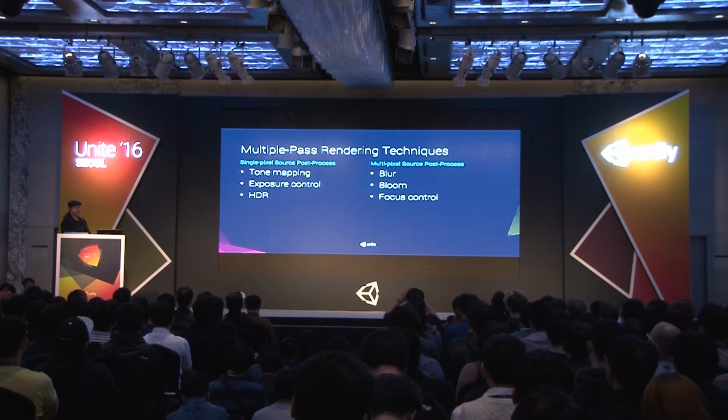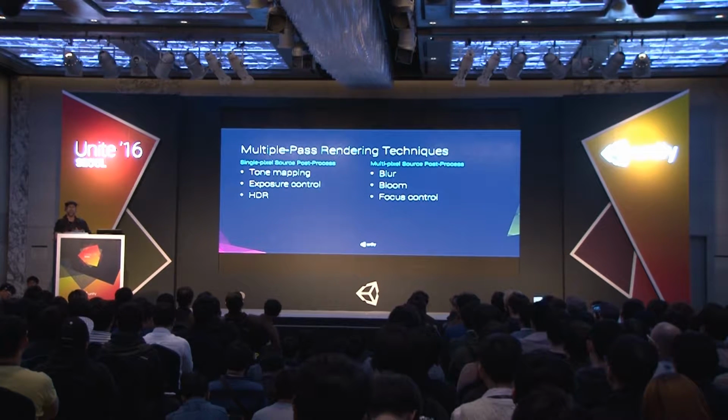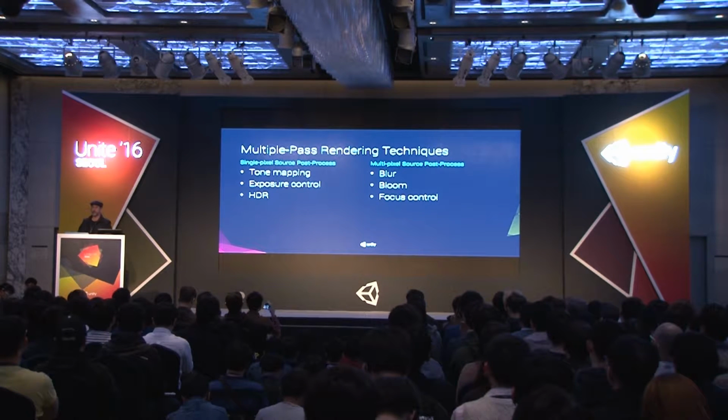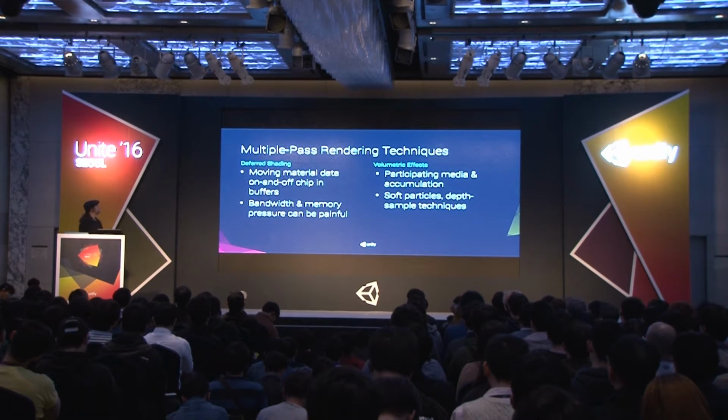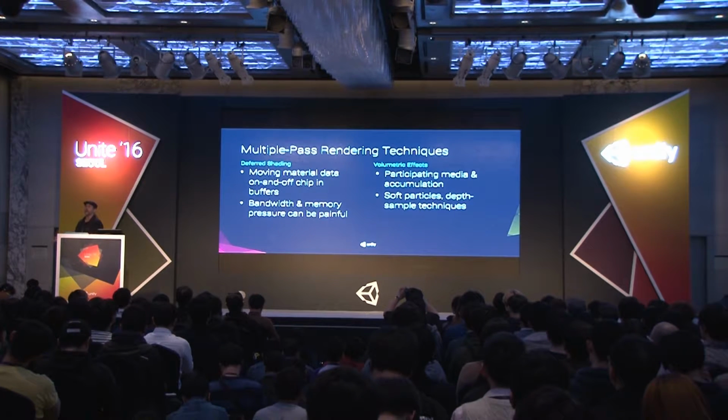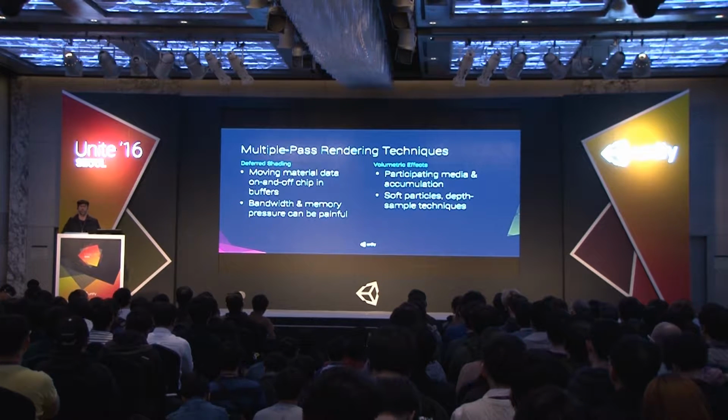Now this gets interesting when you talk about multiple pass rendering techniques. Things like cinematic effects, like tone mapping or exposure control or HDR. It means that the device has a lot more to do. Now in mobile, you can also do things like deferred shading, volumetric effects, where you might want to accumulate things like participating media across multiple passes, when you're making even more passes in your rendering.